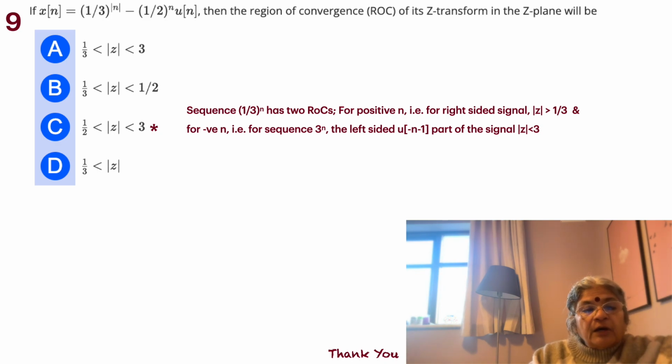And of course the half is a right sided signal, u[n], which is very easily decipherable as having a region of convergence greater than half. So greater than half and less than 3 is going to be the common area for the region of convergence, and so from amongst the answers we have option C, where less than 3 and larger than half is the location of z, or the region of convergence. Okay, so this is what we have done today.